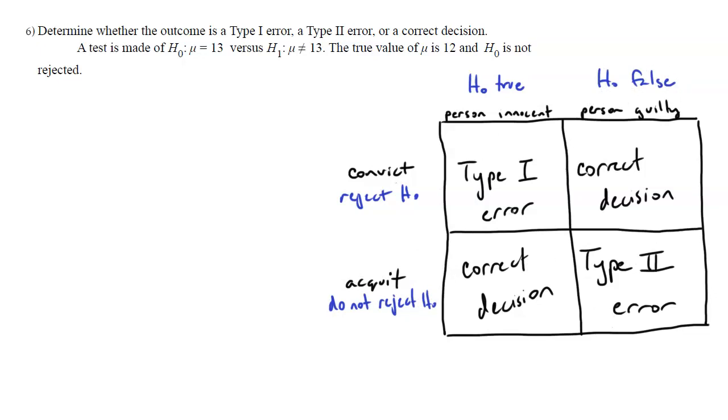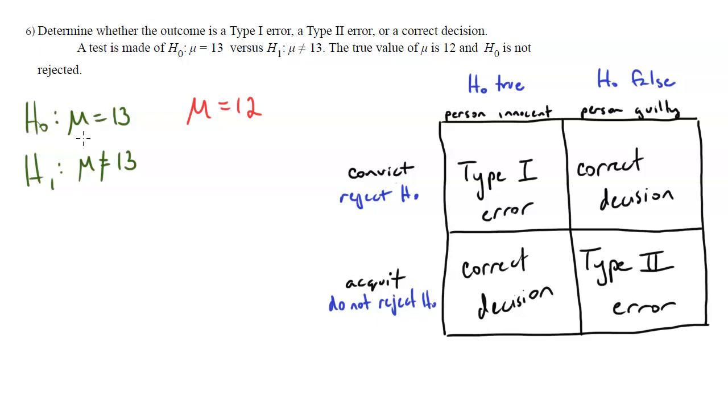So let's check out this situation here. So the test is, the null hypothesis is population mean equals 13. Alternative hypothesis is the population mean is not equal 13. So this null hypothesis is either going to be true or false. We have to determine whether it's true or false. So here's what happens. Here's the real thing now. Population mean is 12. Is the null hypothesis true or false?